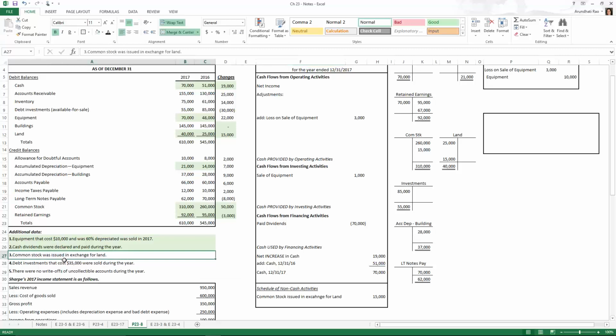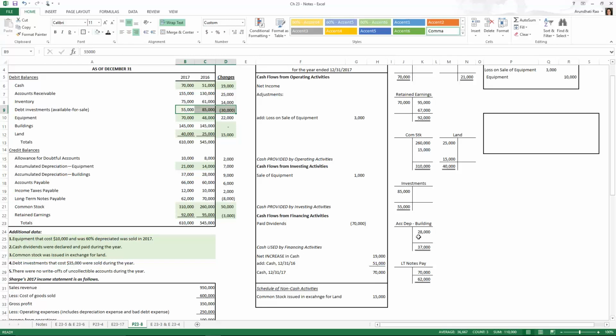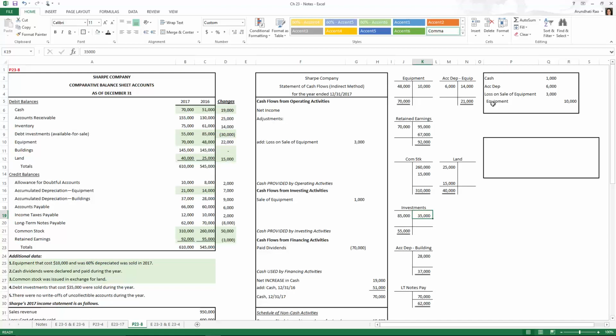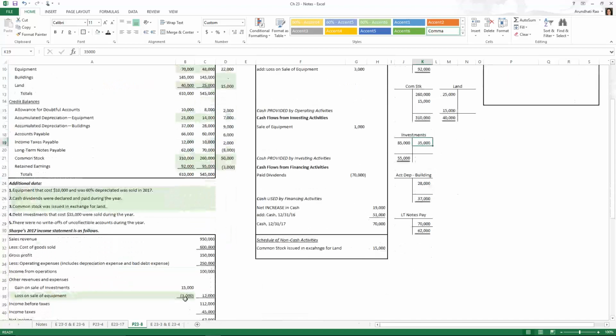The next piece of information I have is debt investments costing $35,000 were sold during the year. So my debt investment, let me highlight this portion. I had 85, it's down to 55. How much did I sell? Something that I had in my books at 35. This is what I sold. Okay. Did I sell it at a gain or a loss? We can do the same thing, a journal entry like we had over here. I'm not going to do that now that you know how to do it. It's at a gain of $15,000.